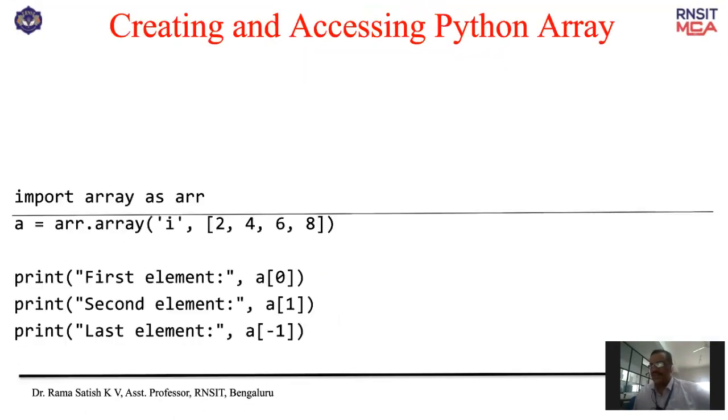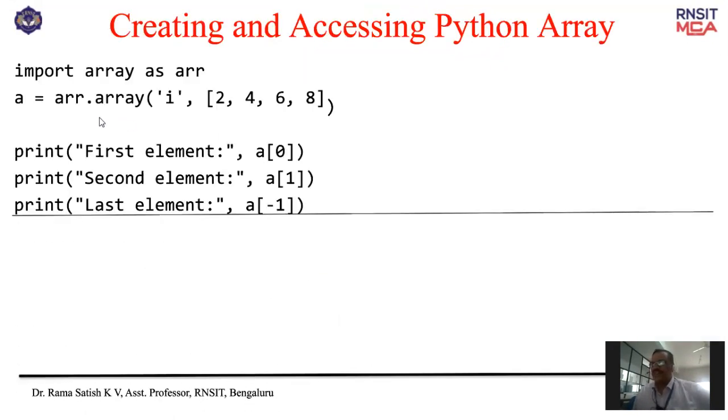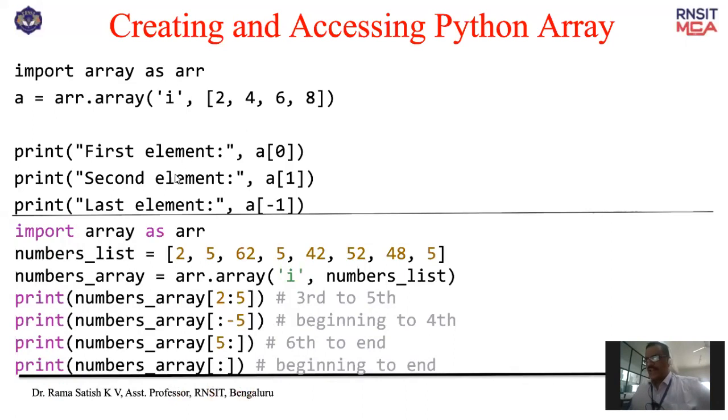So here is one example. I'm creating an array of integers 2, 4, 6, 8, and I'm reading index 0, 1, and -1 also. So negative index, positive index, slicing, double index, triple index, everything works fine. There is no problem at all. It works exactly as in a list. Look at here, another example.